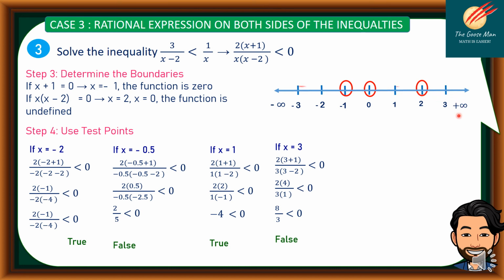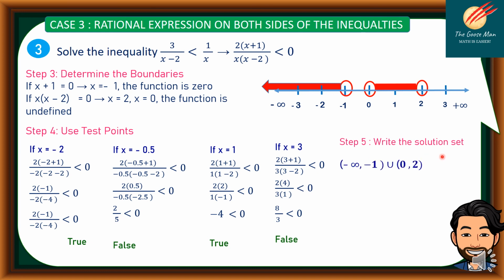So therefore, my solution set now, after I graph this, look at this one. If I write the solution set, this is from negative infinity to negative 1, union from 0 to positive 2. Or I can rewrite this in interval form as x such that x is less than negative 1 or x is greater than 0 but less than 2.